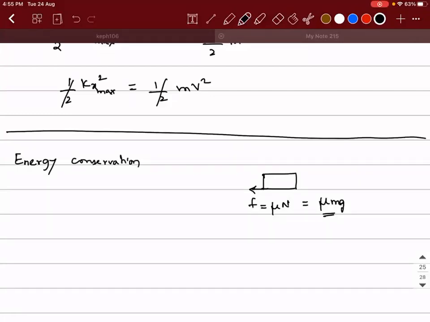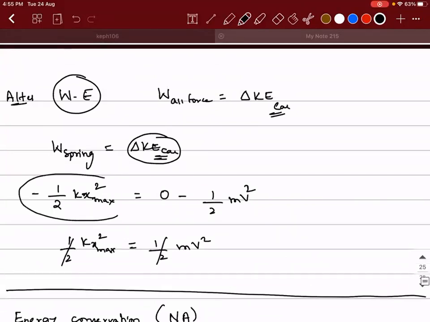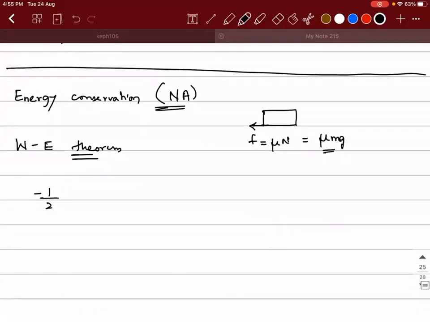Energy conservation is not applicable, because of friction. So I have to apply only the work energy theorem. When I apply the work energy theorem, I will add an extra work done by the friction also. So minus half k x max square plus the friction is doing a work of how much? Minus mu m g into the displacement, which is x max. Am I clear, guys?